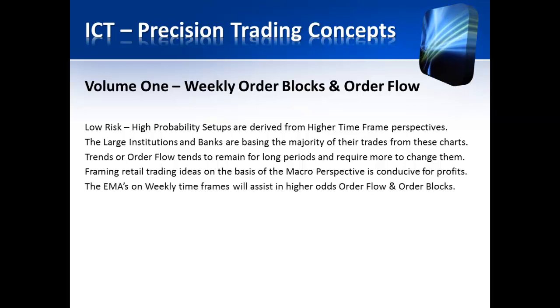Now, the EMAs, or the exponential moving averages, applied to the weekly time frames will assist in higher odds order flow and order blocks. Now, what do I mean by that? When we apply the 9 and 18 EMA on the weekly chart, we already mentioned briefly that there is a huge tendency for trends or order flow to remain intact on a weekly chart. In other words, whatever it was that established the market moving higher, generally it's going to take something of greater magnitude on the opposite end to make it go lower.